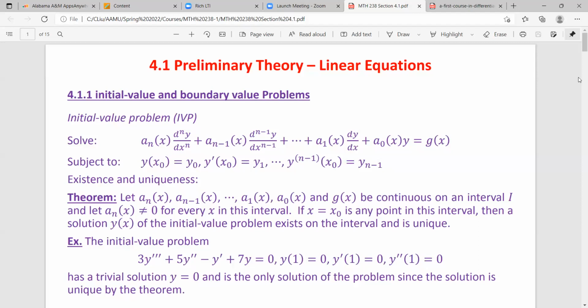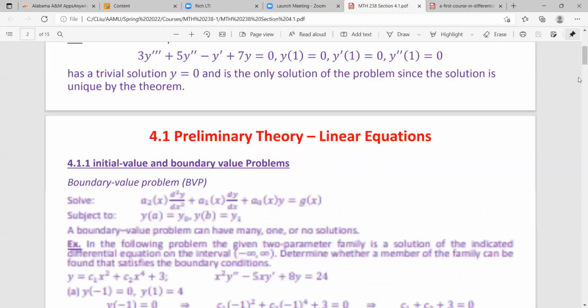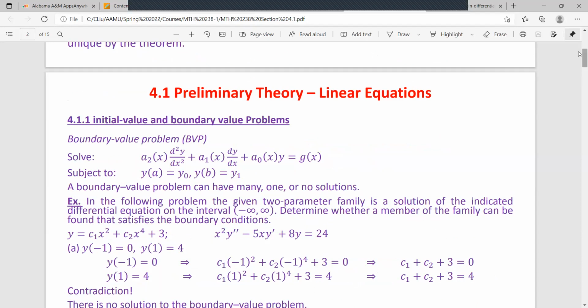Does it make sense? Any questions? All right. So that's the initial value problem. It is quite different from the first order differential equations. Remember?